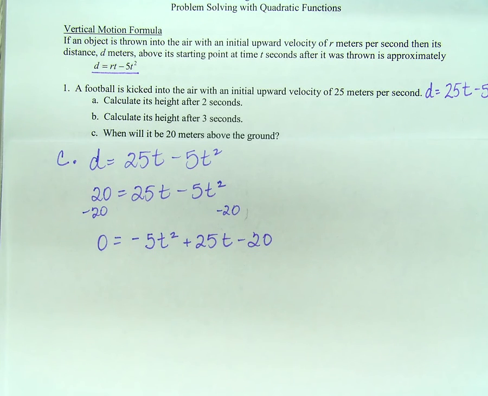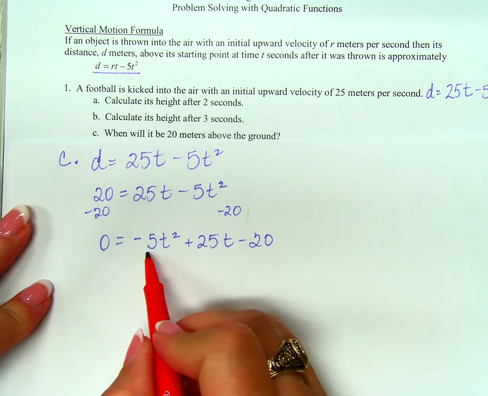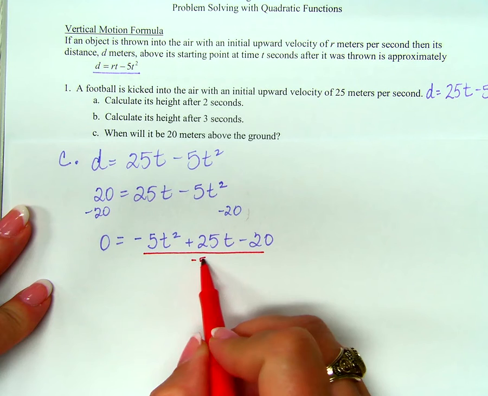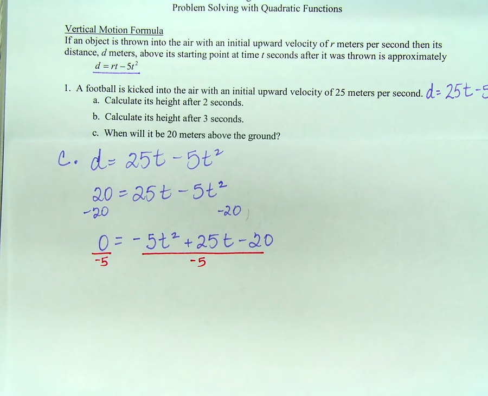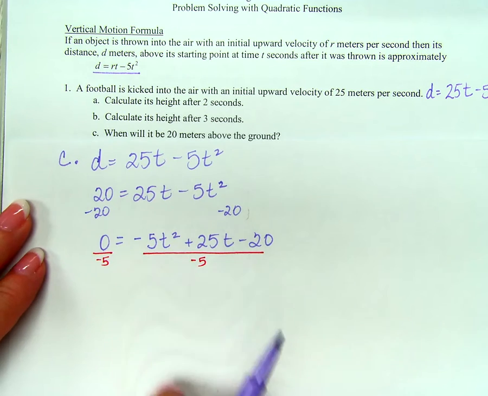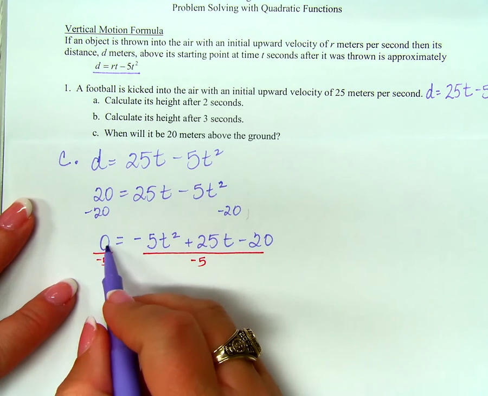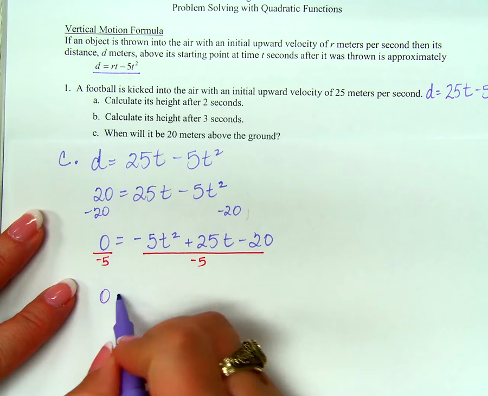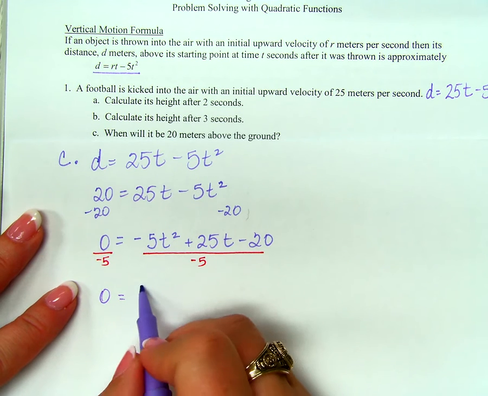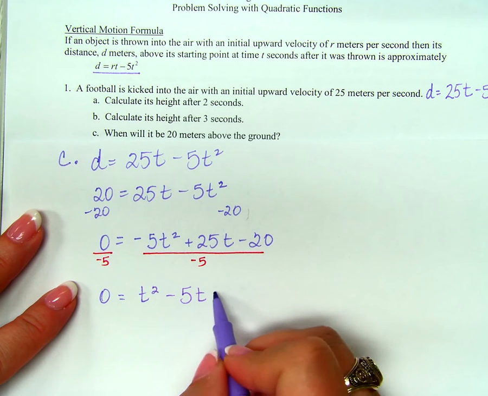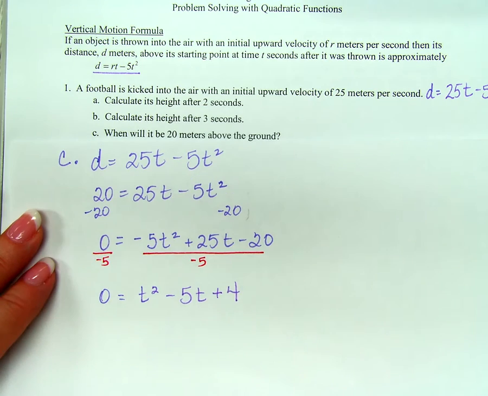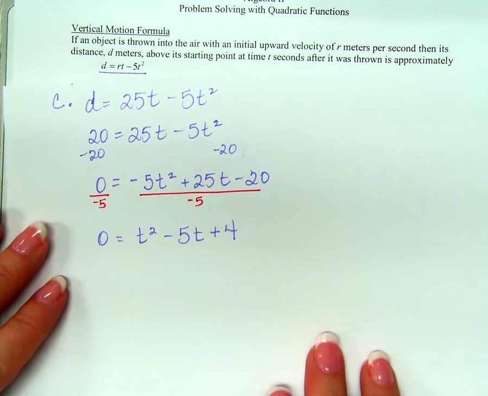Anything particular you notice about all of these numbers? Should I divide them by 5? How about if I divide them by negative 5? Why would I divide it by negative 5? Yeah, that would give us a positive a value, right? We like that. Well, 0 divided by negative 5 is just 0. So I get t squared minus 5t plus 4, right? Okay, so now we're at this point.